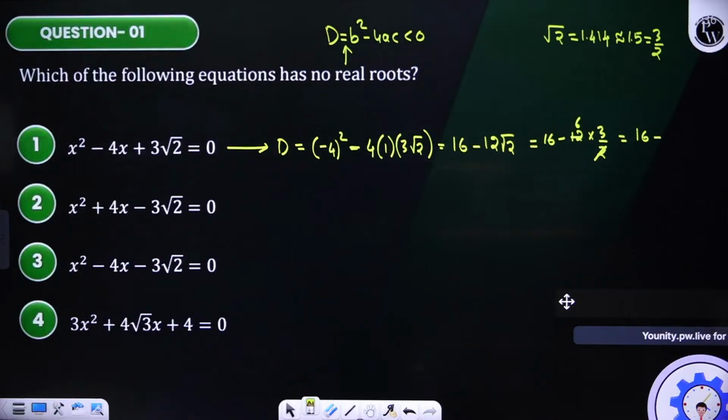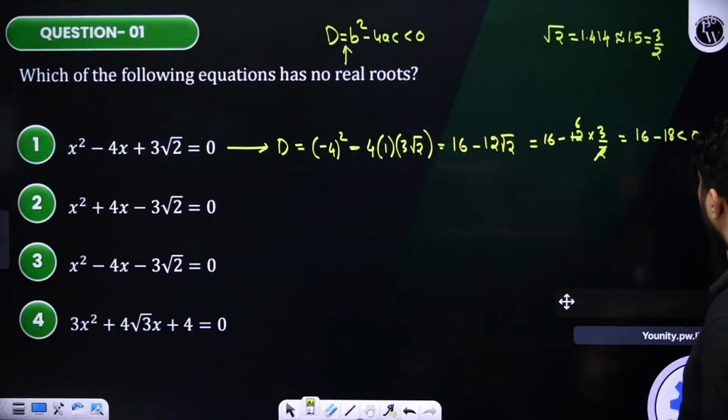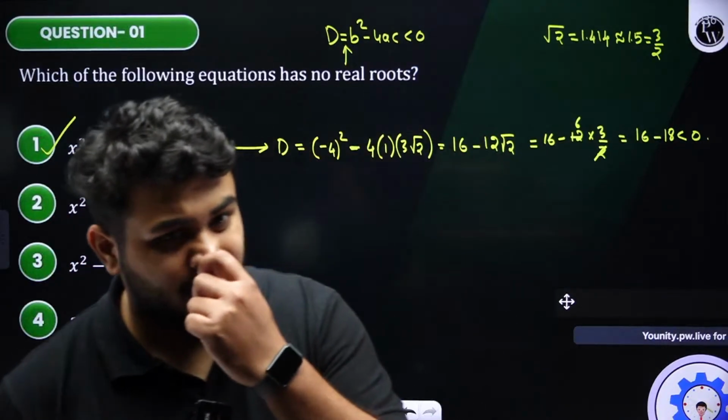Fine. So yes, over there you have nothing but what? 12 multiplied by 1.414. Yes, definitely. So here, if you see, 6 3s are 18, which is less than 0. So option A is correct. Option A is correct.